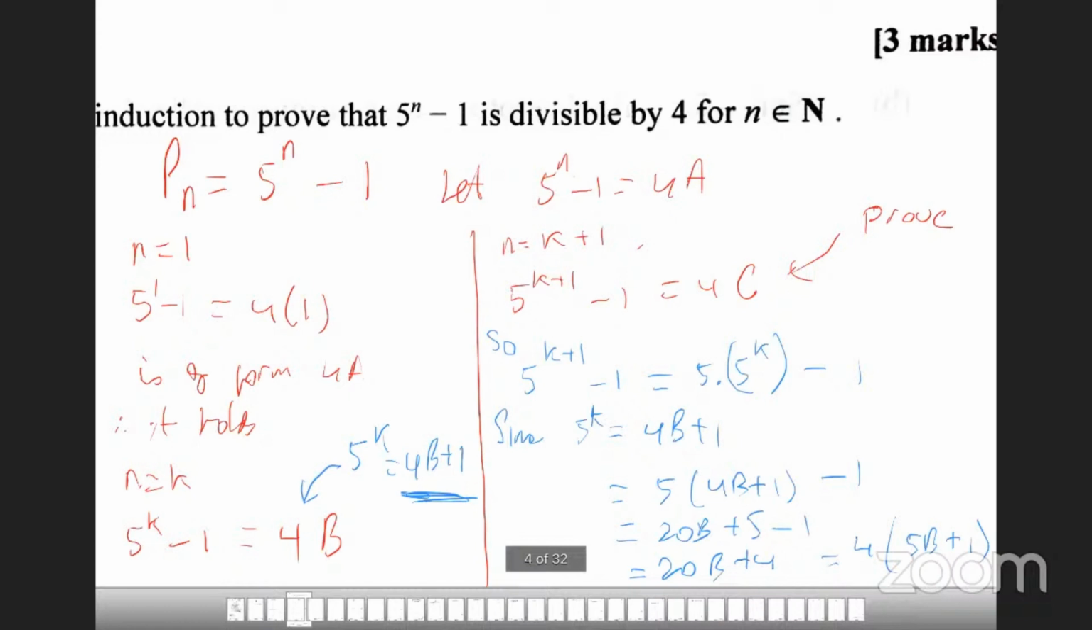And then you have to write your last line. Since it holds for n equal to 1, n equals to k, n equals to k plus 1, then by PMI, it holds for all. Okay? You have to write that line. That line is a mark.